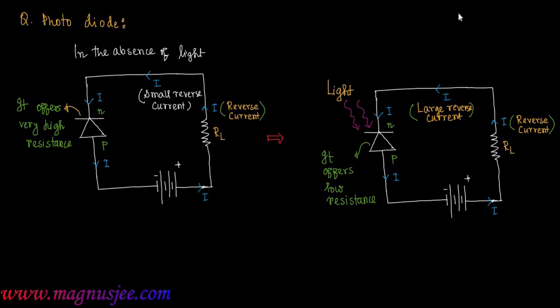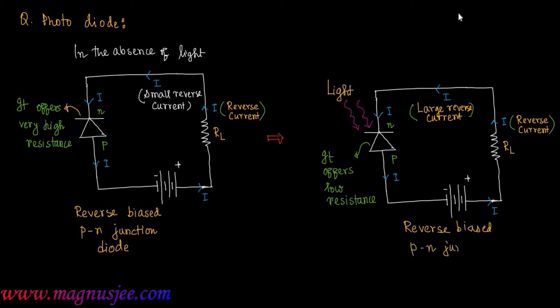And obviously it is a reverse biased PN junction diode. It is one type of reverse biased PN junction diode. And here it is also again a reverse biased PN junction. Both are reverse biased PN junction diodes. One is in the absence of any light, another is in the presence of light. And the second case is what? A reverse biased PN junction diode which is known as a photodiode.